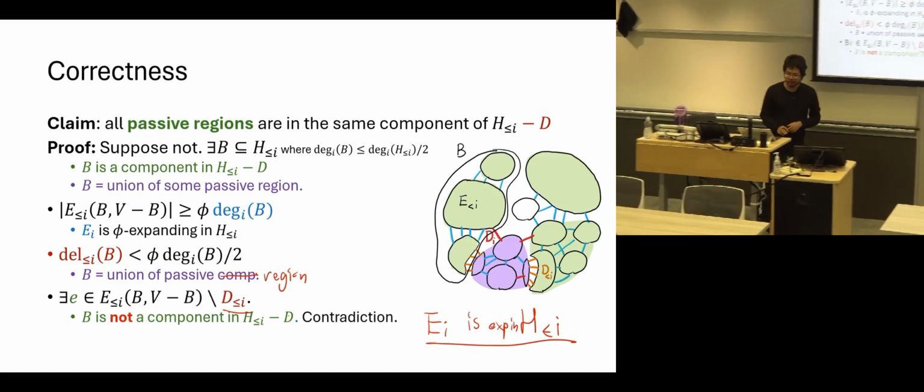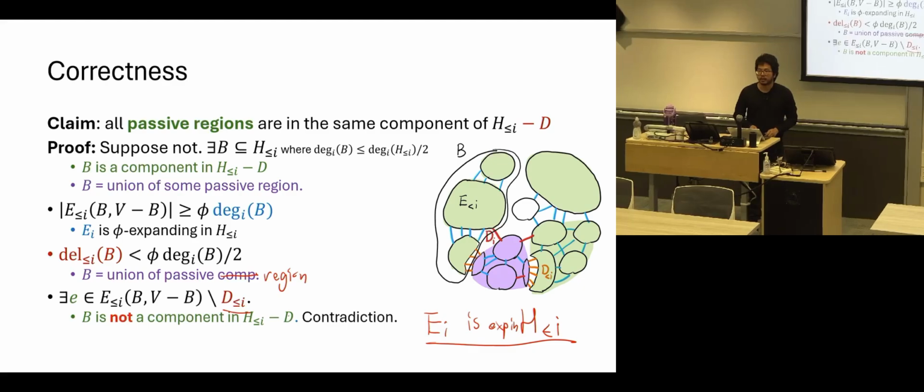Question about this? So we basically combined the two inequalities and we got that the number of edges crossing the cut is greater than the number we deleted. Yeah, exactly. Combining these two, we get this thing. Good. So we are done with the correctness.